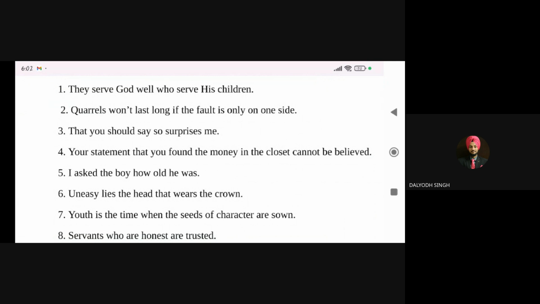This is good enough for you to understand how to identify noun clauses, adjectival clauses, and adverbial clauses. Okay, so let's see this one. First sentence you have here is, they serve God well who serve his children. Now, what is a subordinate clause and what kind of clause is it?